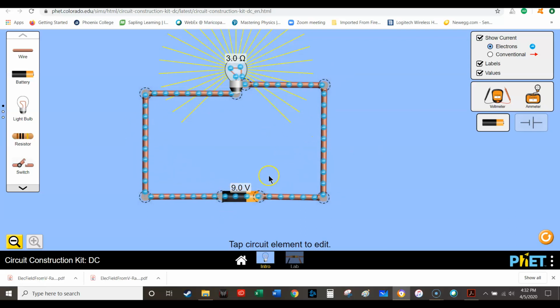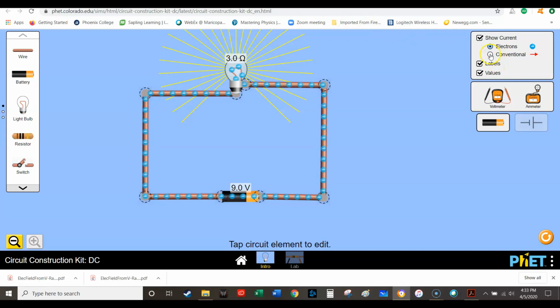When I connect this up, what you see is that the electrons are moving. What is this direction? That would be called clockwise. But that's not the direction of the current. This is the direction of, it's called the drift. It's the drift velocity of the electrons.